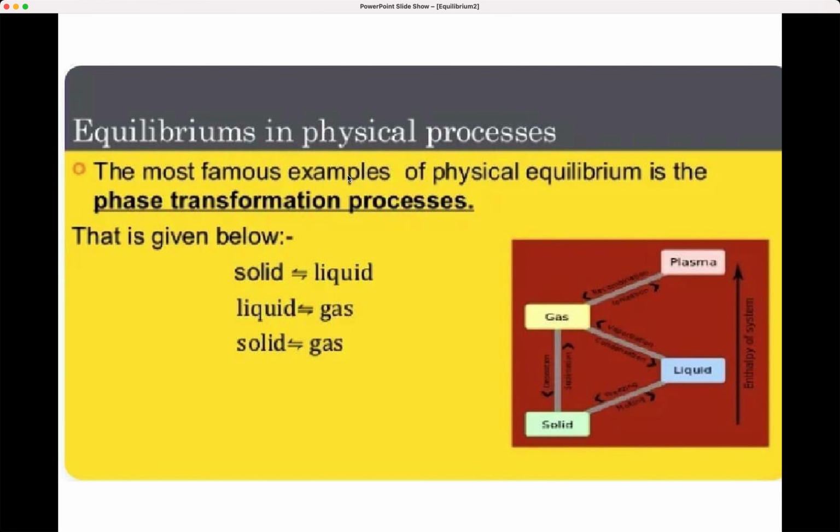Then equilibria in physical processes, we already learned something about that in the last session. The most famous example of physical equilibrium is the phase transformation process, like solid to liquid, liquid to gas, solid to gas. All these are interconnected. See, solid, liquid, gas, plasma. So you can see it over here.